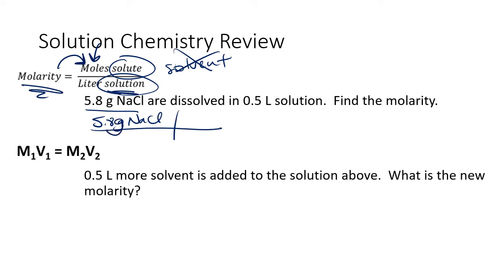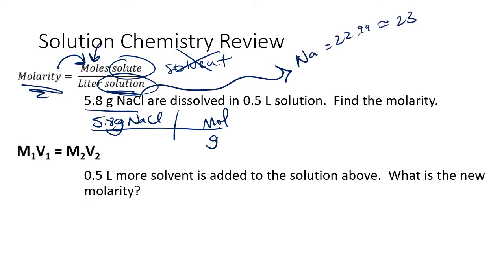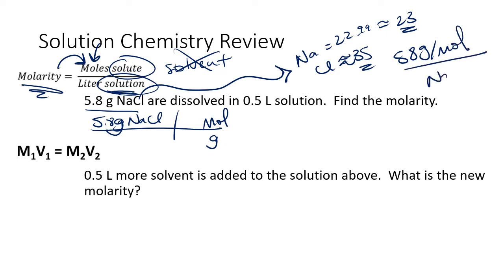I have grams on the top. I want to get rid of it. I'm going to put grams on the bottom, and put moles on the top. I need the molar mass of sodium chloride in order to do this conversion. Sodium is 22.99. I'm going to round that to about 23. Chlorine is 35.45. I'm going to round that to about 35. So when I add 23 and 35, I get 58. Approximately 58 grams per mole is the molar mass of sodium chloride.